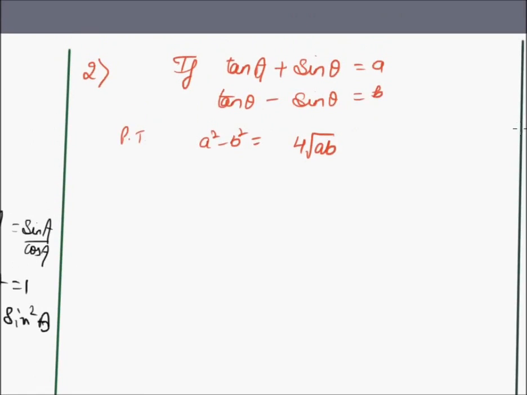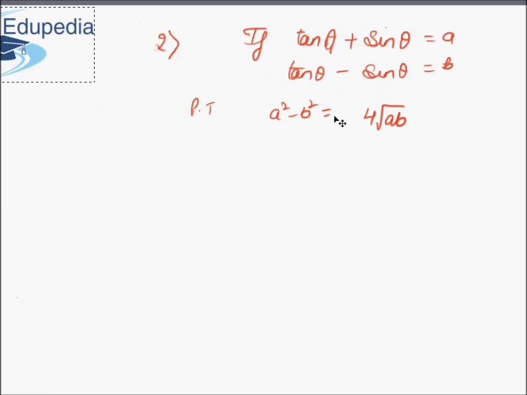Let us have the second question. Now we have to prove that A square minus B square is 4 under root AB, whereas we are given the values of A and B.